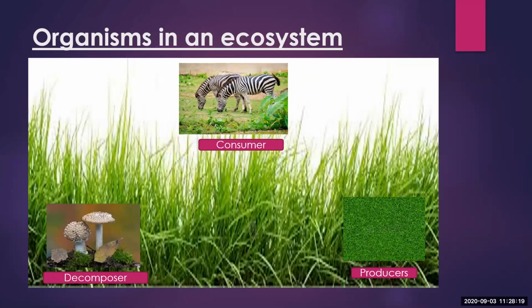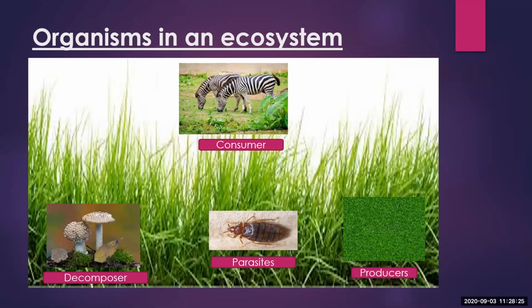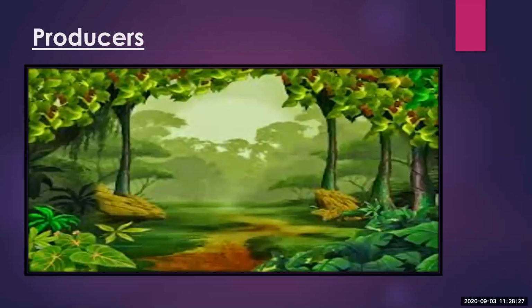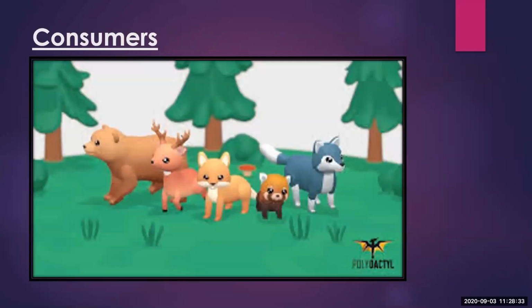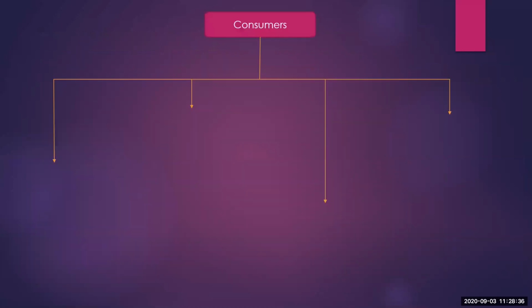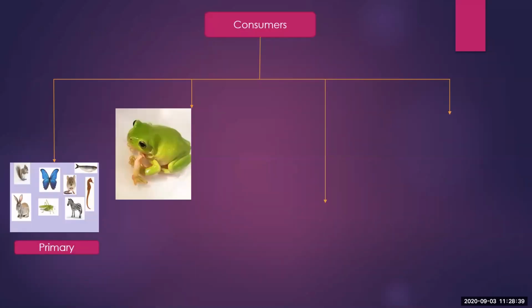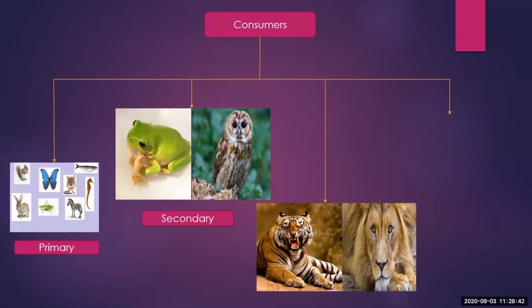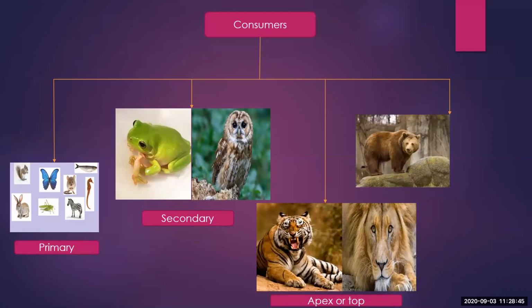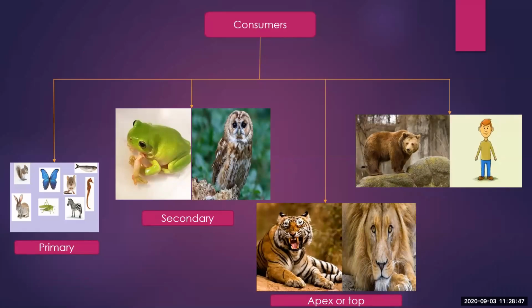Decomposers and saprophytes rely on the dead and decayed organisms for their food. Producers are all the green plants that produce food by their own. Consumers feed on the producers for their food. Then there are four types of consumers: primary consumers, secondary consumers, then apex or top consumers, and the mixed consumers. Primary consumers are eaten by the secondary, apex or top consumers eat the secondary and primary consumers, and mixed consumers will feed on secondary, apex, or plants and also the primary.